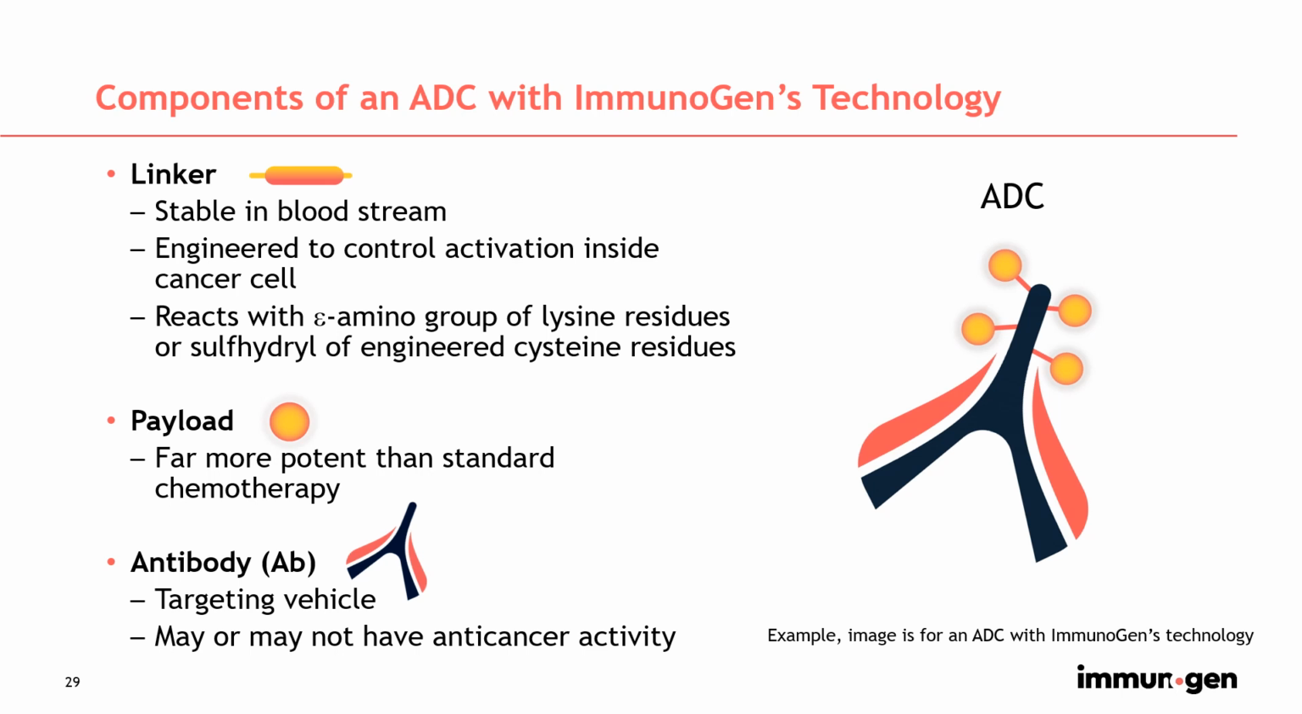Established conjugation platforms include engineered cysteines and lysine-based technology, and depending on which conjugation platform is used, this linker will react either to the epsilon amino group of the lysine or the sulfhydryl of the engineered cysteine residues.